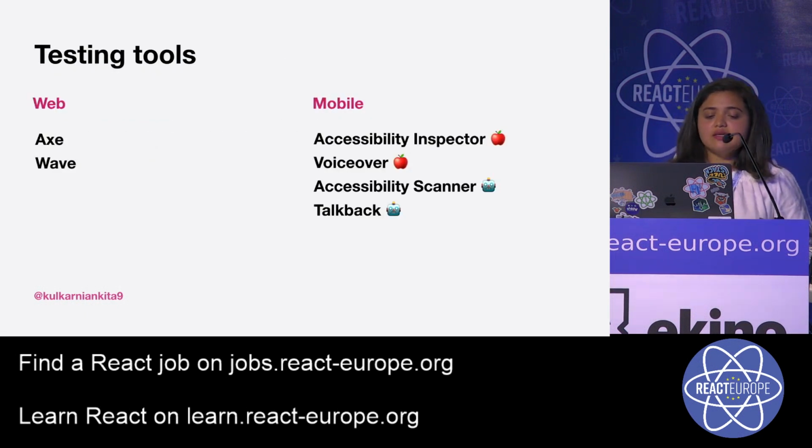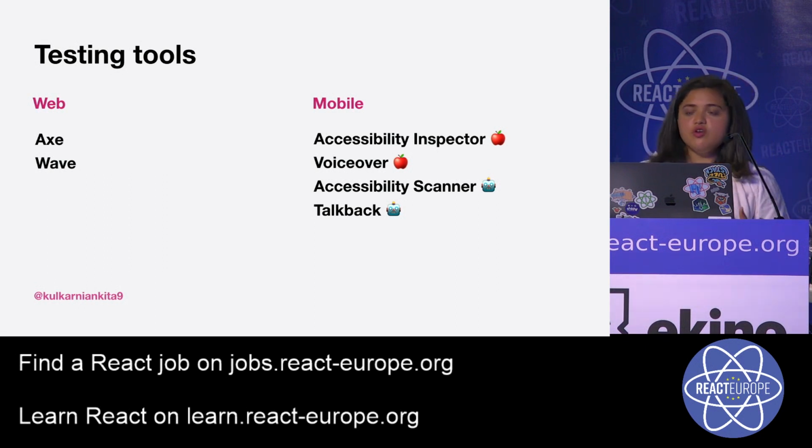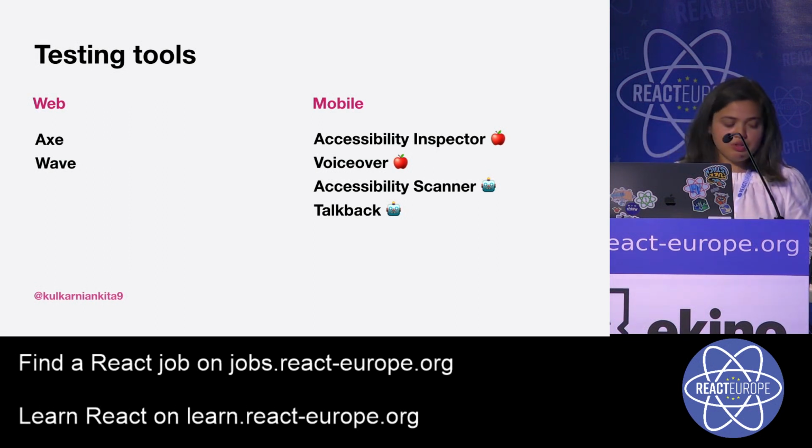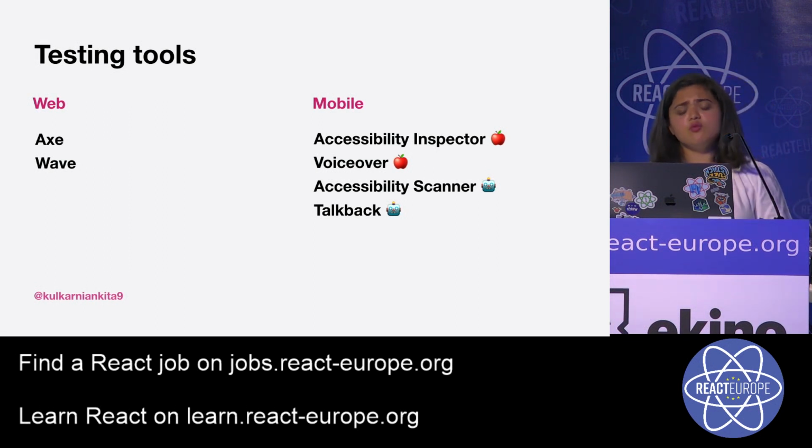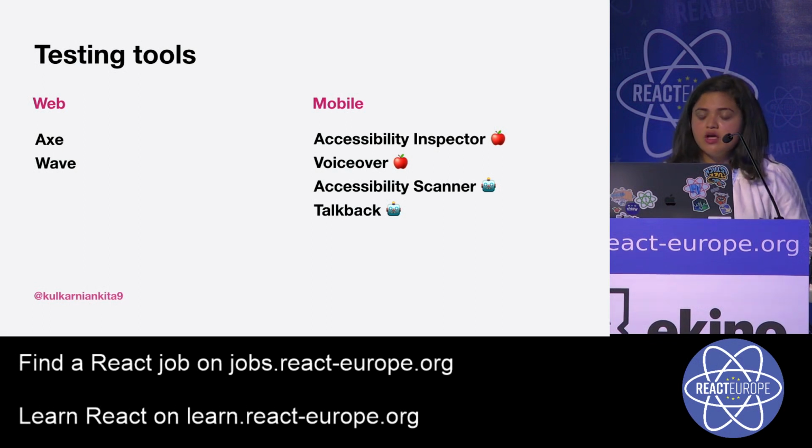On web, there's Axe, a browser extension for integrating accessibility into your existing testing environment. And there's Wave as well, which is sort of an accessibility testing evaluation tool. On the right-hand side for mobile, there's Accessibility Inspector, which we will take a look at in just a sec. And then there's VoiceOver, which we just enabled. There's Accessibility Scanner for Android, and we use TalkBack just like we use VoiceOver for iOS.